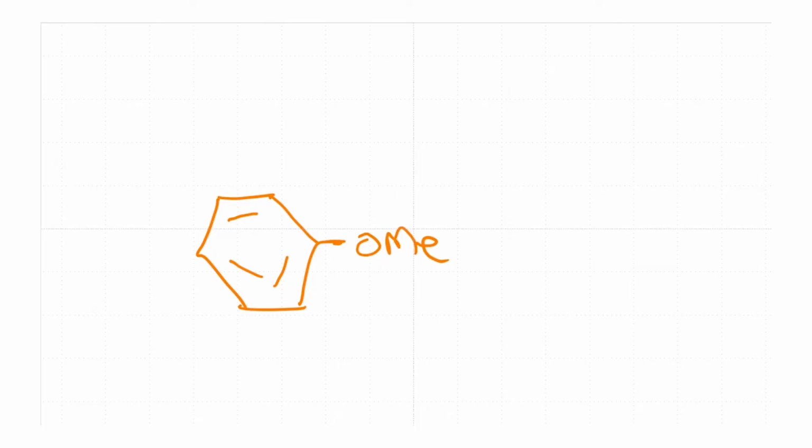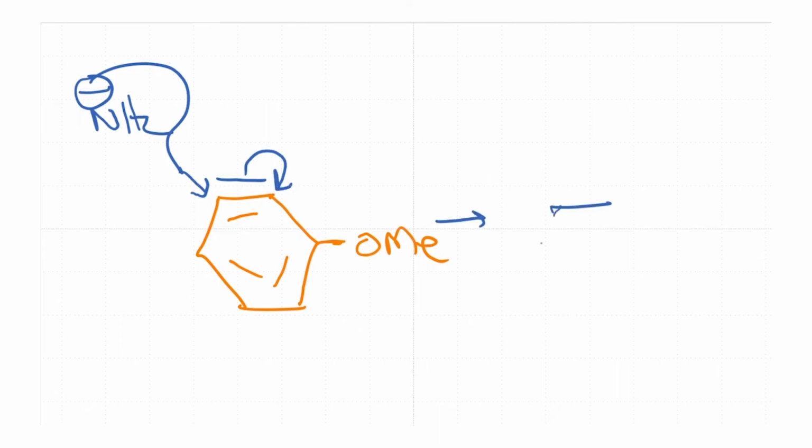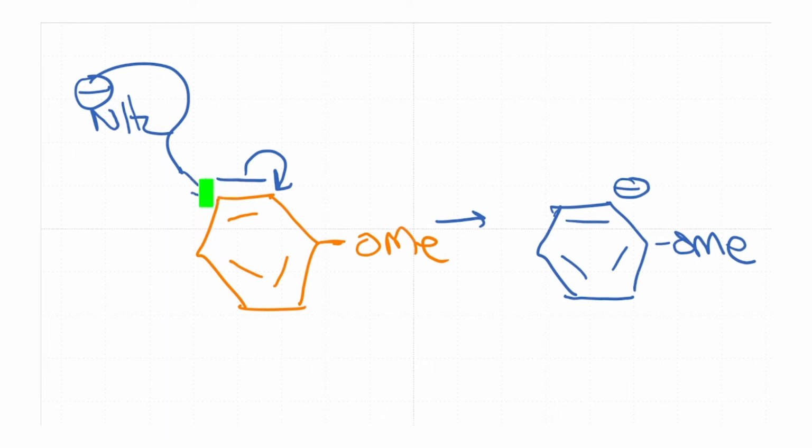OMe. So if the attack happens at the 3 position, which results in the formation of the carbanion adjacent to the methoxy group. Now we have at least solved one problem, which is of sterics. So the attack, the methoxy group is quite far away from this position. So therefore the attack doesn't necessarily have a steric hindrance.